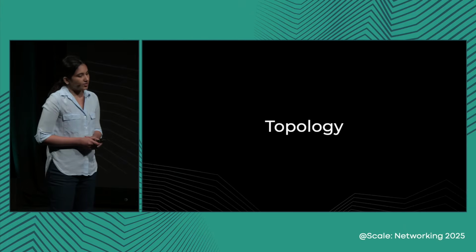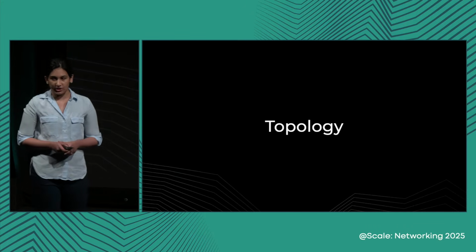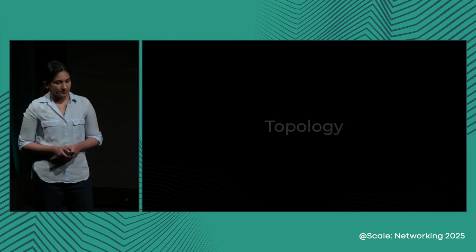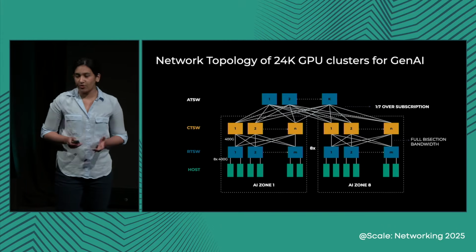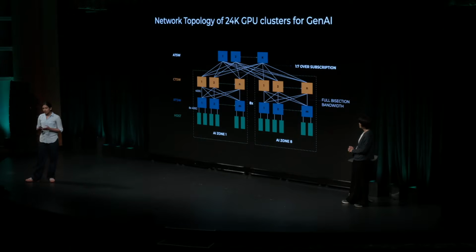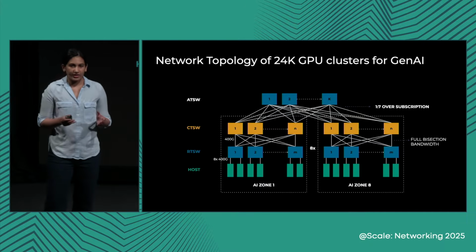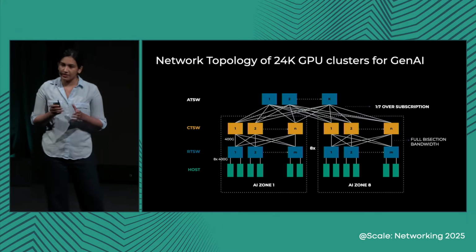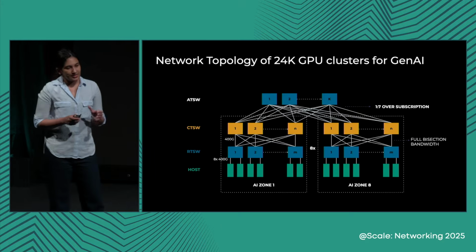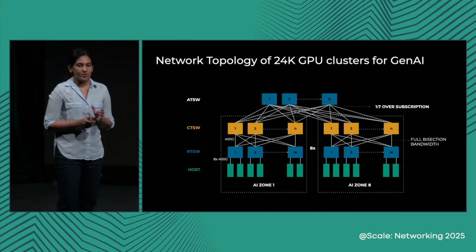So let's talk about the topology that solves these changing model requirements. Last year at Network at Scale, we talked about our 24K clusters. If you recall, the basic building block of an AI cluster is an AI zone. To form a 24K cluster, we took 8 such zones and connected them together using an additional layer of switching called the aggregate training switches. At this layer of network switching, the oversubscription ratio is 1:7.